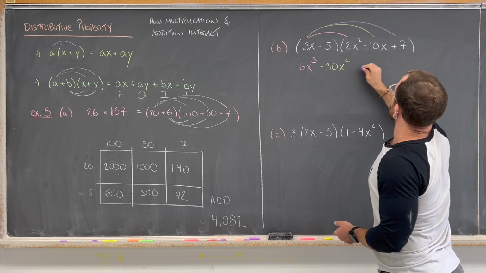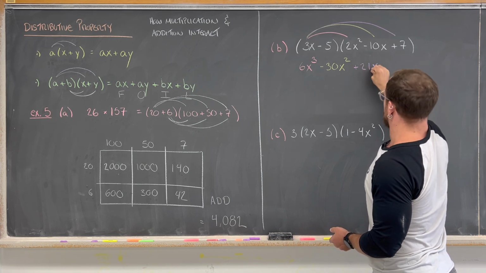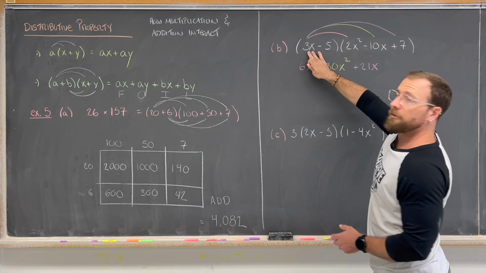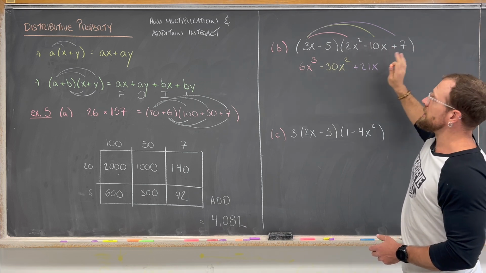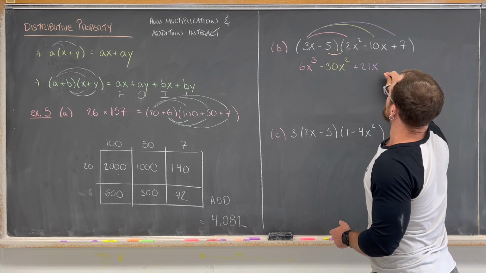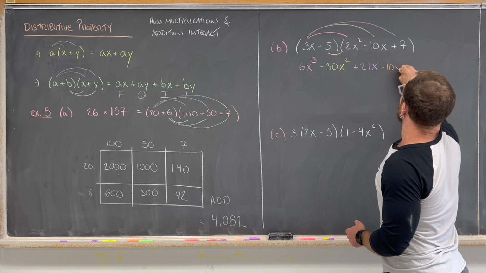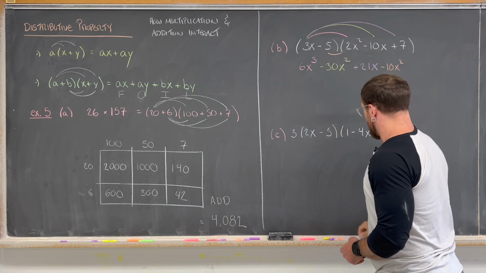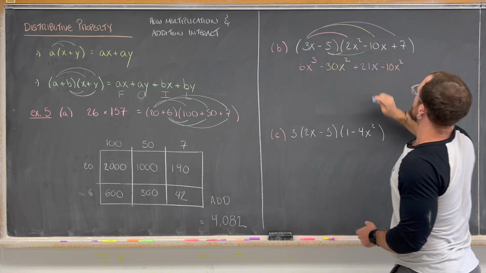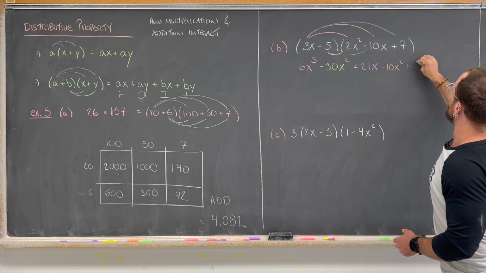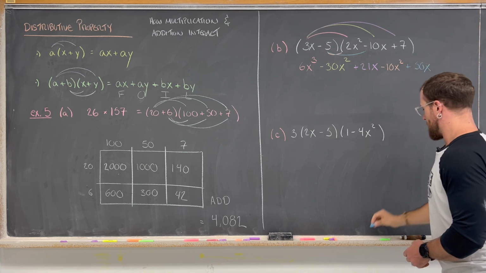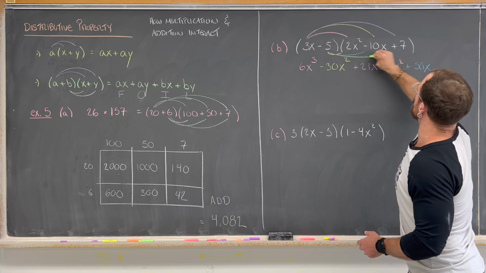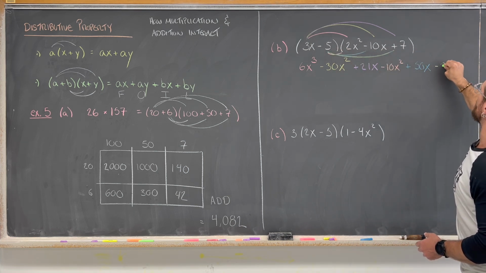3x times 7 gives me 21x. Now the 3x has been distributed to all of the terms on the right. Minus 5 times 2x gives me negative 10x squared. Minus 5 times negative 10x gives me positive 50x. And negative 5 times positive 7 gives me minus 35.